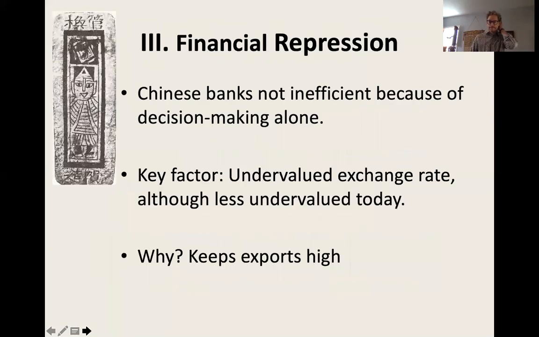So Chinese banks are not inefficient because of decision making alone, right? These financial repressions, such as the undervalued exchange rate, help to keep exports high. But this also represses the financial system, meaning it makes it not as efficient as it should be.